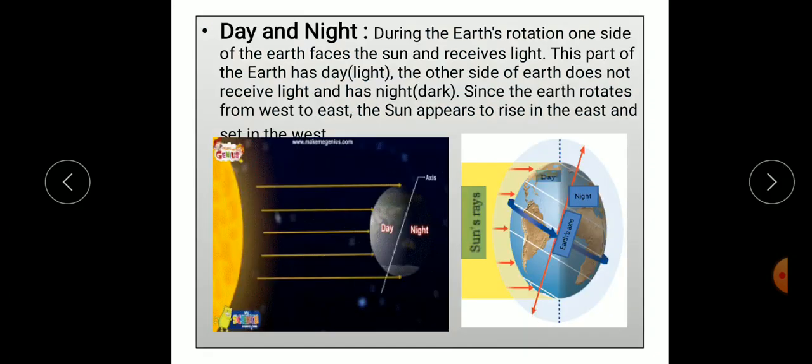Next, day and night. During the Earth's rotation, one side of the Earth faces the Sun and receives light. This part of the Earth has day time, means there is light. The other side of the Earth does not receive light. It means that it has night time. Since the Earth rotates from west to east, the Sun appears to rise in the east and set in the west. You can see in the image, students.